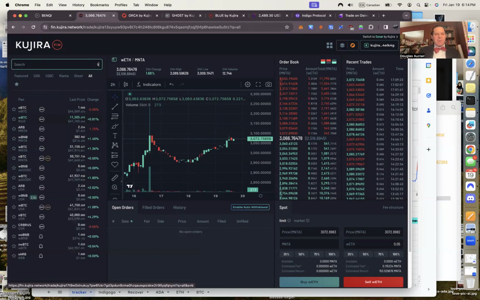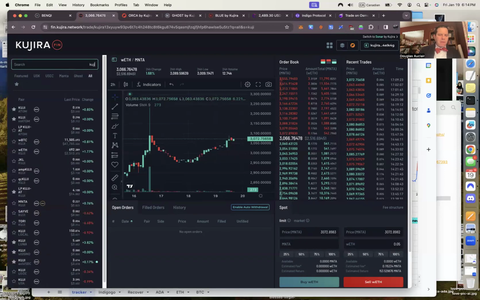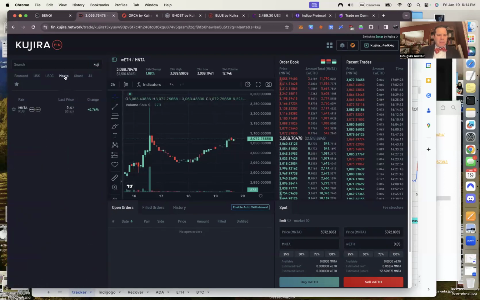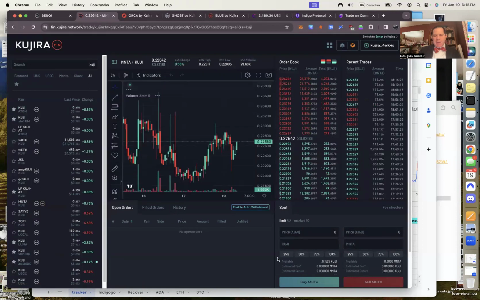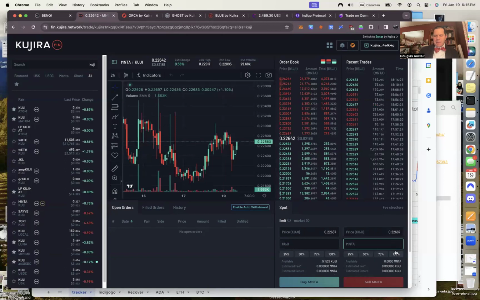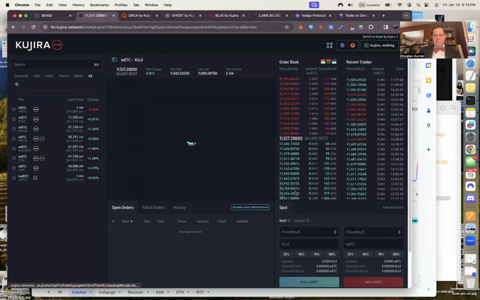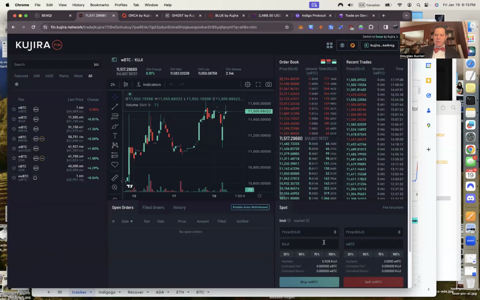So I go to the Manta board. And I would trade my Manta, however much I had, and sell it for Kuji. So I'd sell it at this price, and let's say it's 1,000 Manta, I'm just making that number up. Trade that for Kuji, then I would go back to the Bitcoin order book with Kuji in hand, and then buy the Bitcoin with the Kuji.